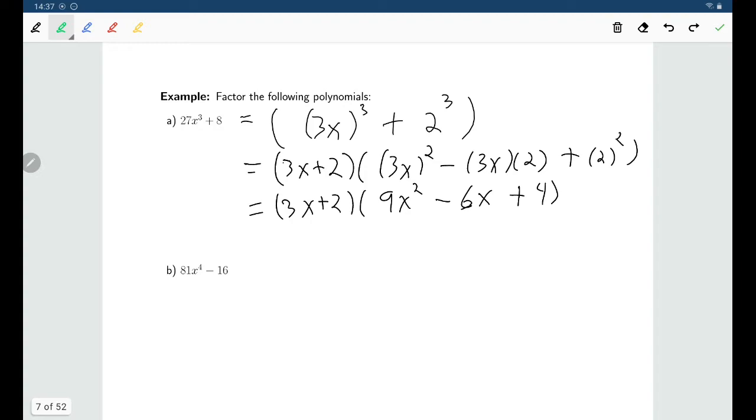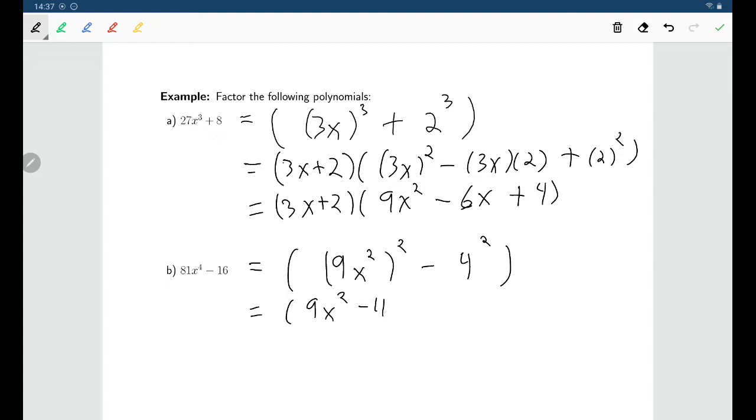For the one below, 81x to the 4 minus 16, we'll notice that 81 is a perfect square. It's 9 squared. And x to the 4 is x squared that's been squared. 16 is 4 that's been squared. So here we've got a difference of squares. I have 9x squared squared minus 4 squared, which factors as 9x squared minus 4 times 9x squared plus 4.